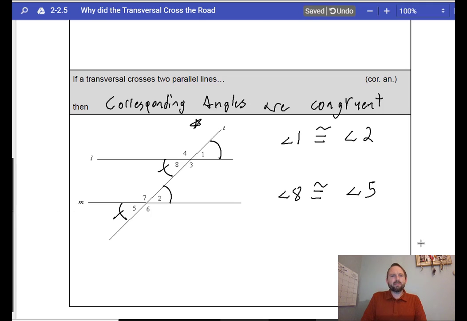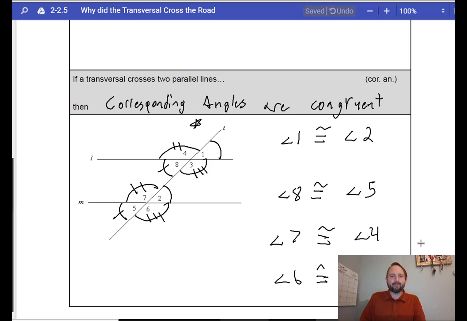Let's just do it. Top left, angle 7. Now I'm putting these dashes. Now this means no dash is congruent to no dash, 1 dash is congruent to 1 dash. So 2 dash, angle 7 would be congruent to angle 4. And then finally, 1, 2, 3. Angle 6 is congruent to which one? Angle 3. All right. Hold up.